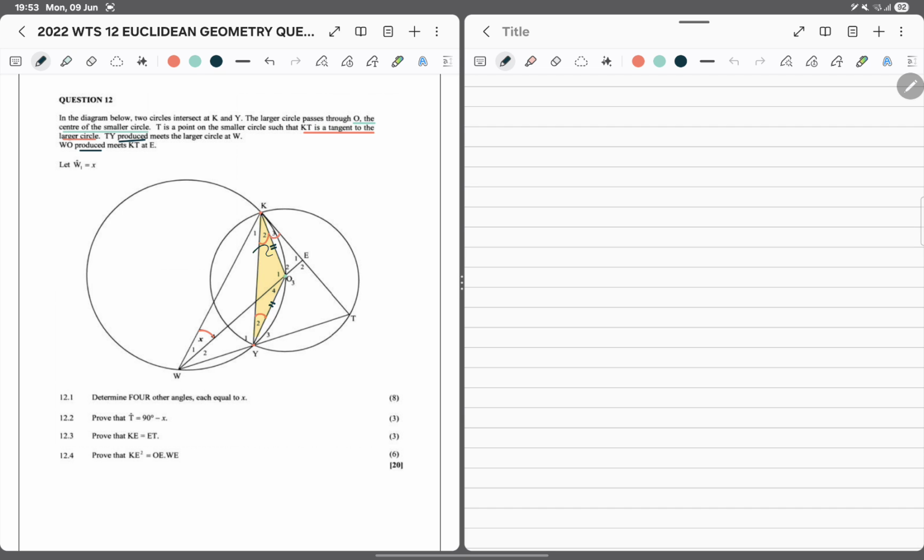All right, what else can we say? We know that this K2 itself is equal to this angle over there. Why? These are angles in the same segment subtended by chord OY of the larger circle. So again, it says WO produced to E bisects that angle KWY or KWT. So there's a lot of equalities.